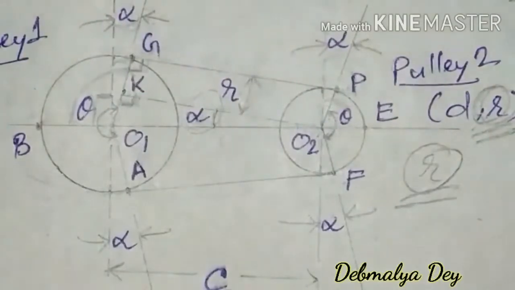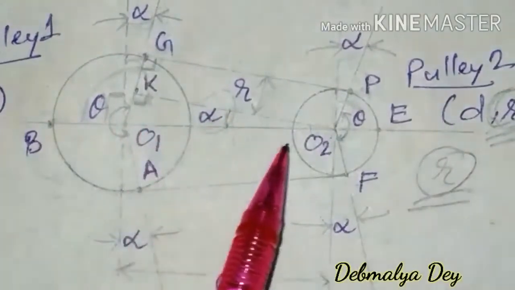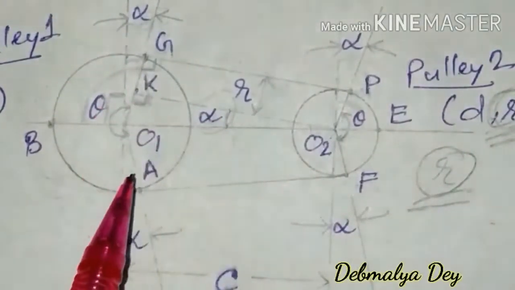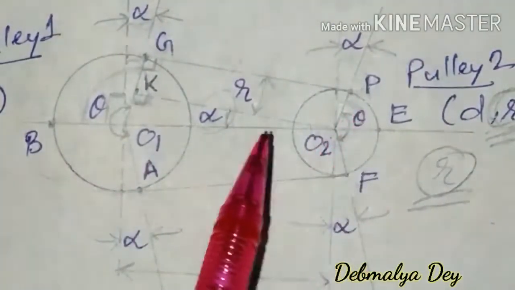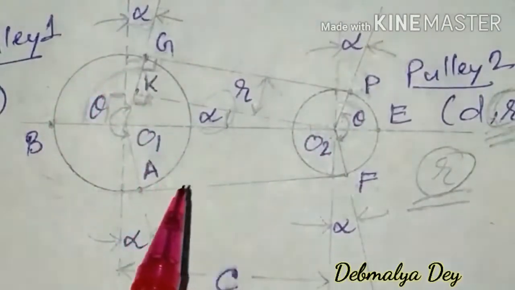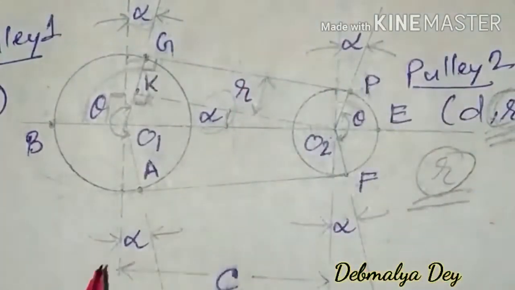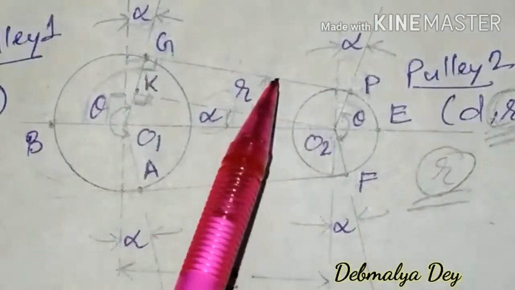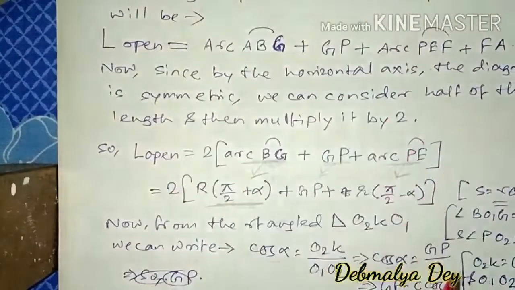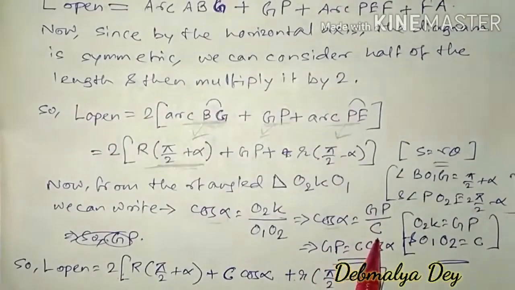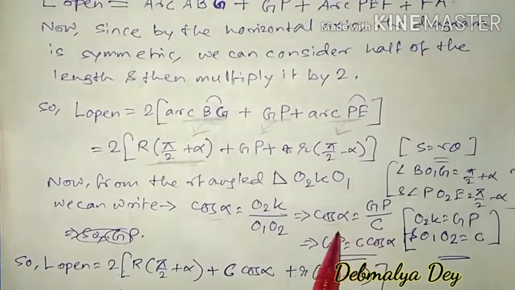So what is the value of the base in this right angle triangle? This one. This will be the value of the base, that is KO2. Okay, now what will be the hypotenuse? This center distance, because this is the alpha. So the value of cos alpha will be O2K, that means the base, by hypotenuse, that is the center distance. Now here our main motive is to find out the length of the belt. So now we can see that this O2K is equal to GP. So we will put GP in the place of O2K. So naturally the value of cos alpha will be GP by C, because O2K is equal to GP and O1O2 is equal to C. I hope this is clear.